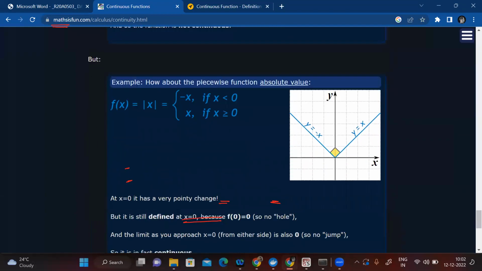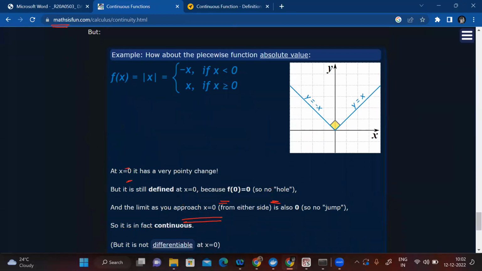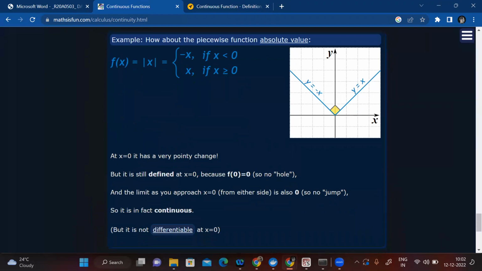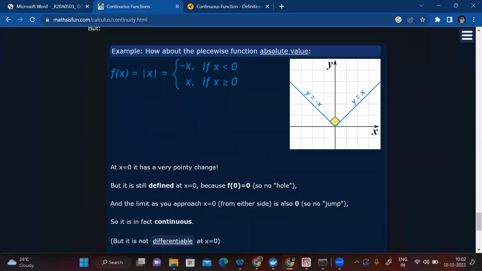Okay, now we have another example. Is this continuous or not? At x equal to 0, it has a sharp point change, but it is still defined at x equal to 0. If you put x equal to 0 in this equation, you will get 0.